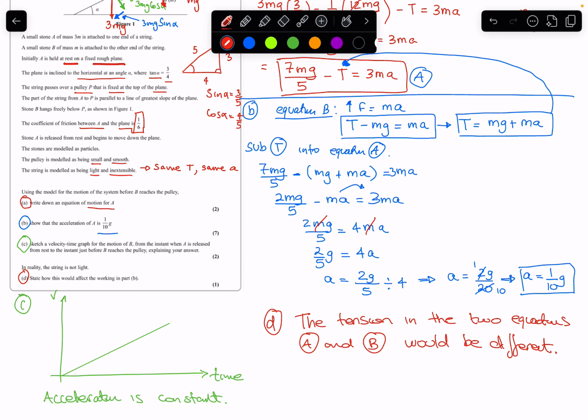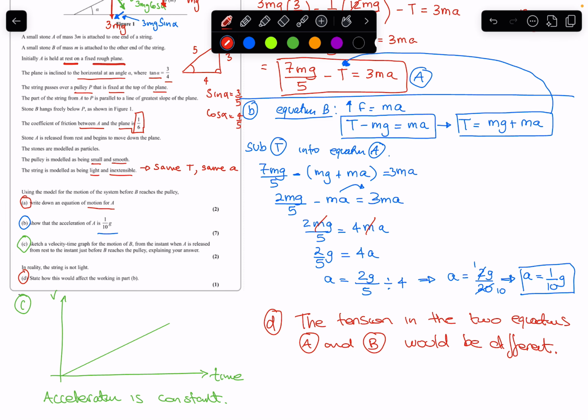So please do spend some time getting to know what our assumptions are and how they affect our answers, because usually those are the questions where students lose marks, and this 1-2 marks can be the difference between an A and an A star, for example.